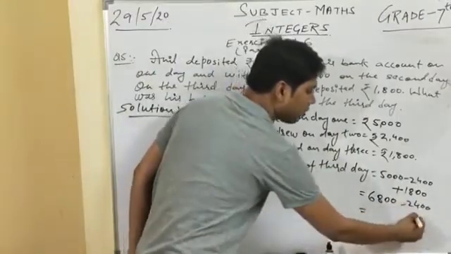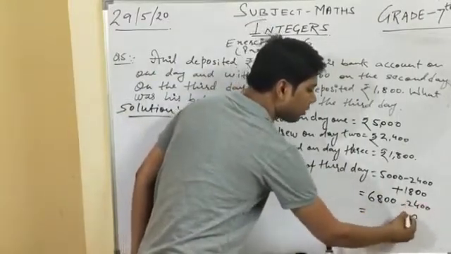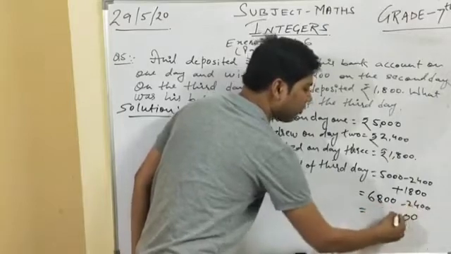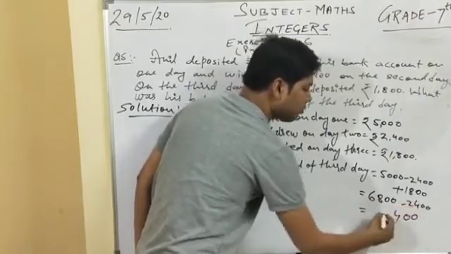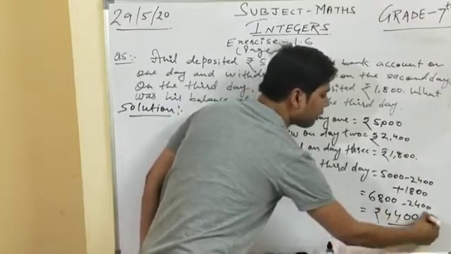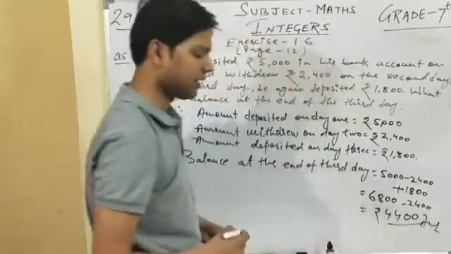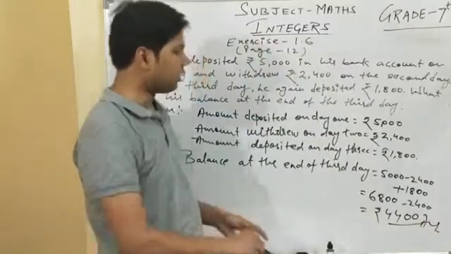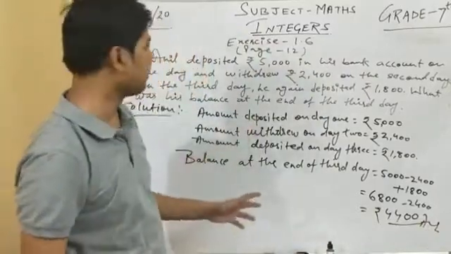Okay, 0 minus 0 we get 0. 0 minus 0 we get 0. 8 minus 4 we get 4. 6 minus 2 we get 4. So rupees 4,400 is the final answer. Let's see what we did in this question.